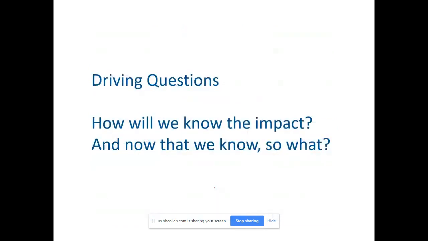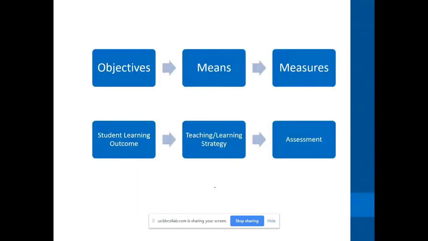And the driving questions for all of this work really is, how will I know the impact? And now that I know, so what, right? How am I going to share this with people in my discipline, my colleagues? How am I going to share this across the college or interdisciplinary? We're really talking about things like quality measures, student learning, movement in student learning. We're also talking a lot about processes, in terms of operations, activities, services, and things like that, right?